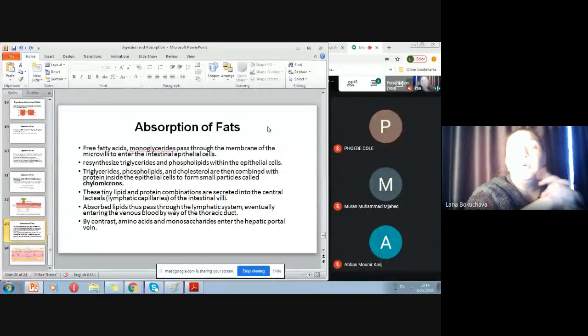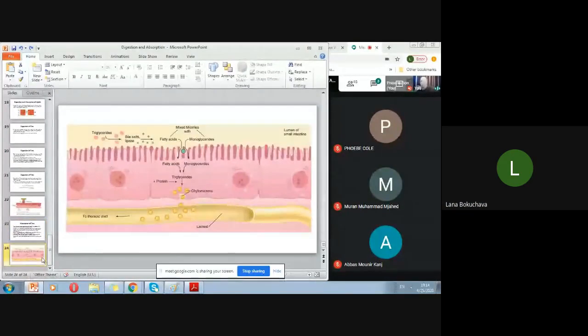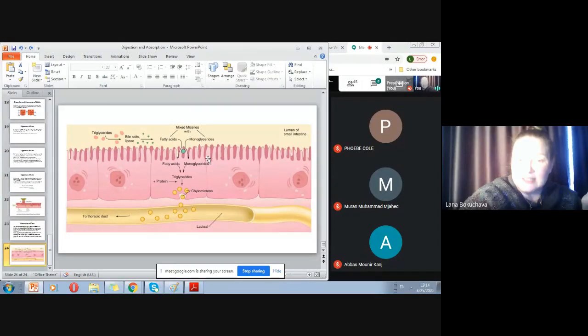So here we can see how it looks. You can see particularly the absorption itself into the cell, and then resynthesizing of the lipids and the additional part of a protein here, and as a result, we have particles which we call the chylomicrons.